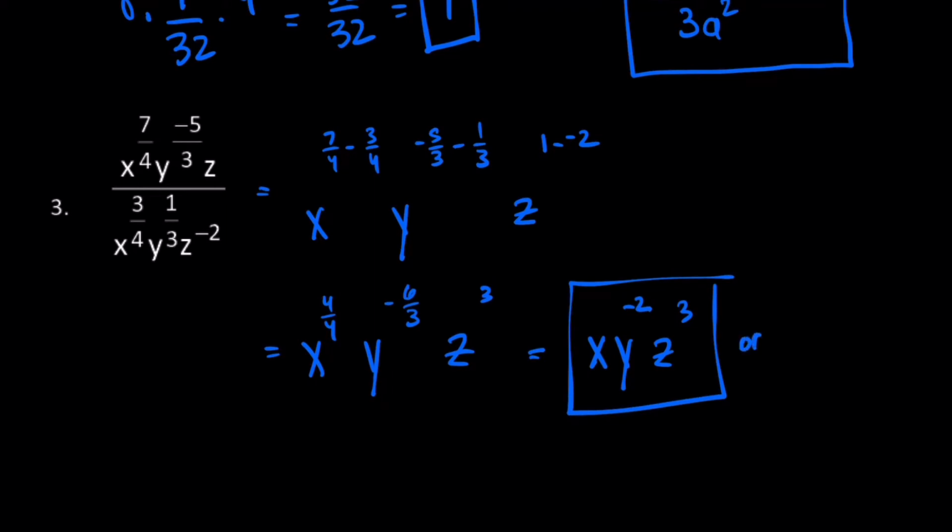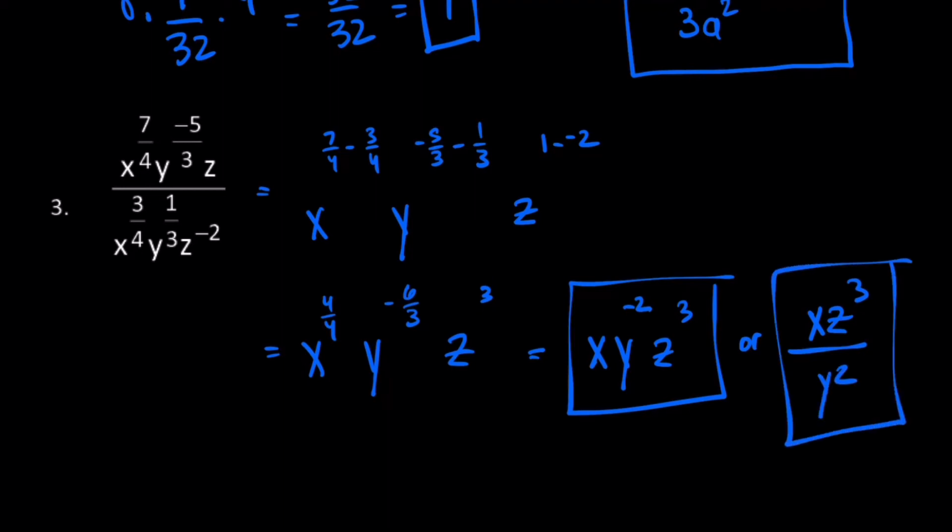Or, if you don't like dealing with that negative exponent, because the directions don't specify. On a quiz or an exam, it'll specify don't leave any negative exponents, or don't leave any fractions, in which case you would want the negative exponents. But this answer right here is equivalent to xz cubed over y squared.